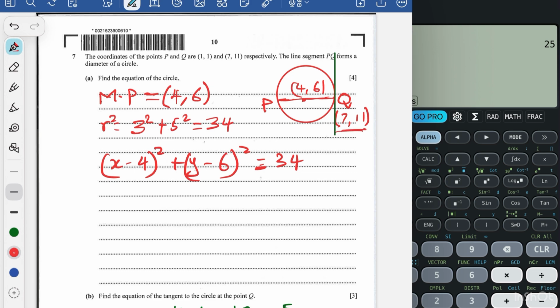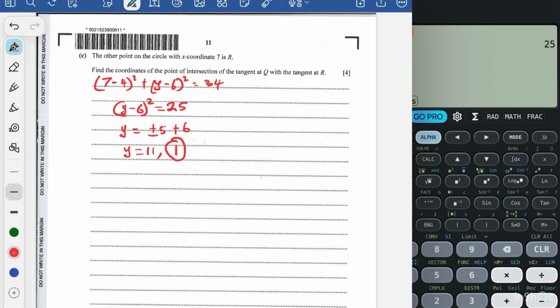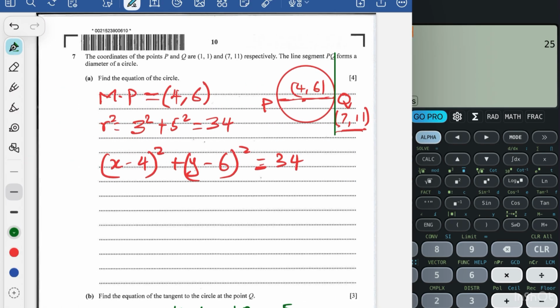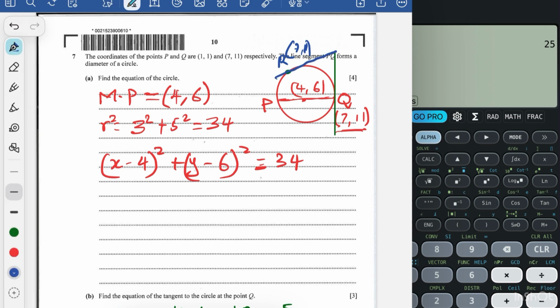So you can see, obviously, this is one coordinate, and the other one is at 1. So this is the one I'm looking for. So point R is 7, comma 1. Now, how does that help me? Again, always sketch. It's a sketch, don't mind the diagram. So let's say R is here, 7 comma 1. There's a tangent, and this tangent meets the other tangent. They're asking me to find this point of intersection.